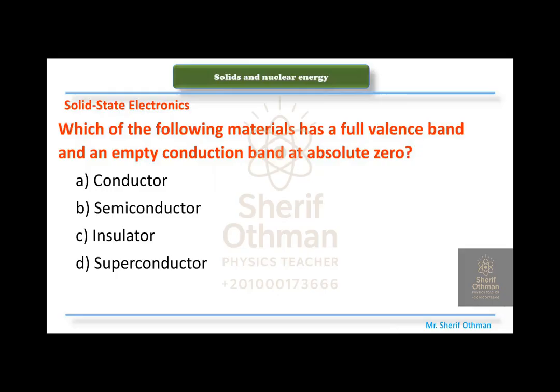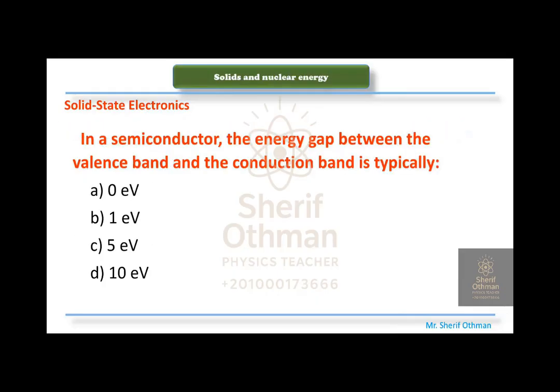Which of the following material has full valence band and empty conduction band at absolute zero? Insulators. In a semiconductor, the energy gap between the valence band and the conduction band is typically 1 electron volt.